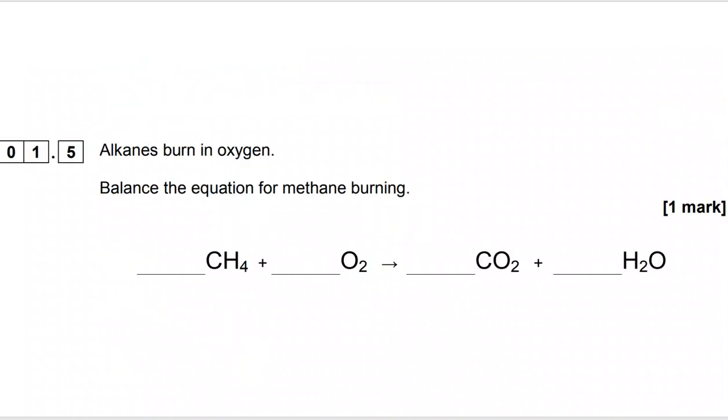On to 1.5, alkanes burning in oxygen. Balance the equation for methane burning. So I will always, for the combustion of hydrocarbons, follow the rule of CHO. I balance my carbons, then my hydrogens, then my oxygens. I've got 1 carbon, it's already balanced. I've got 4 hydrogens, I've got 2 hydrogens, so I need 2 H2O. And I've now got 2 plus 2, 4 oxygens, so I need 2 times O2, 4 oxygens on the left.